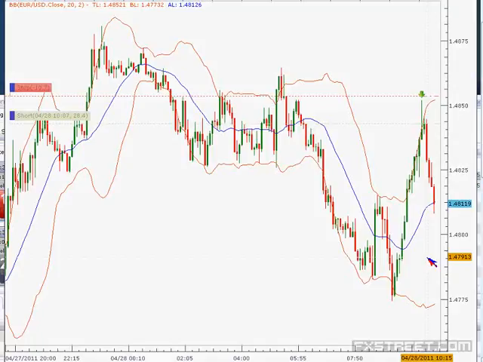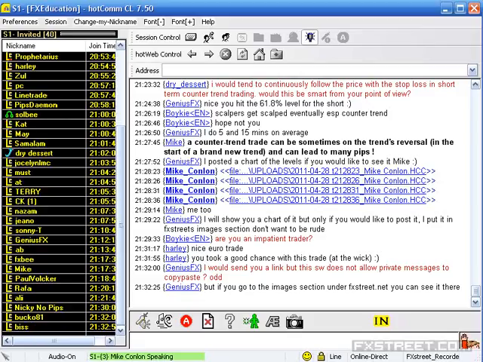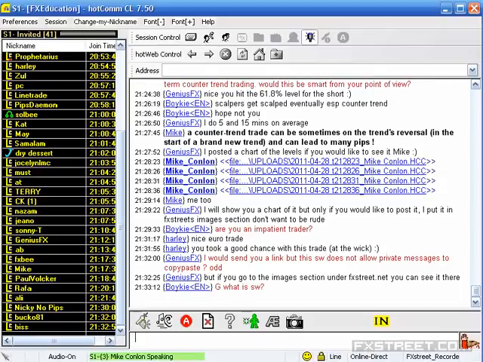Thank you, Harley, for the compliments on the Euro trade. Let me see here. You would send me a link, but this does not allow private messages to copy paste. Let's see. Go to images section on FX Street. You can see it there. Not sure what you're referring to, Genius, but if you or anybody wants to get in contact with me, you can certainly do so. My email address is just mentor, M-E-N-T-O-R, at fxedu.com.